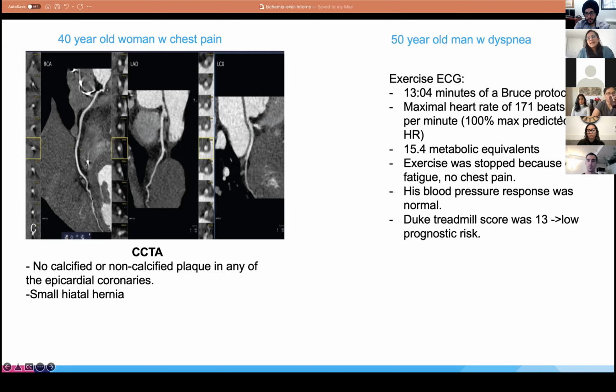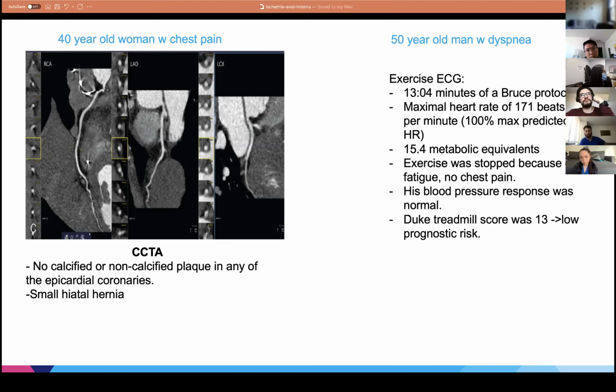In the man, we ended up just going with an exercise ECG. He did well. He exercised for 13 minutes on a Bruce protocol, up to 100% of his max predicted heart rate. His exercise capacity was very good, 15 mets. There was no chest pain or any symptoms on exercise that necessitated stopping. Blood pressure response was good. And overall, we look at a score called the Duke treadmill score, which was normal and low risk.